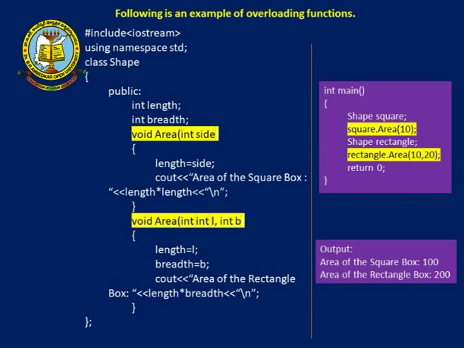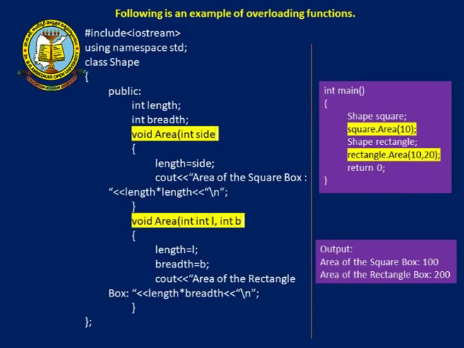Those data members are length and breadth, and I also defined a method called area, void area. Area is a member function. And see, we have defined one more function with the same name. The name of the function is area itself. That means in this case we have defined two member functions with the same name.